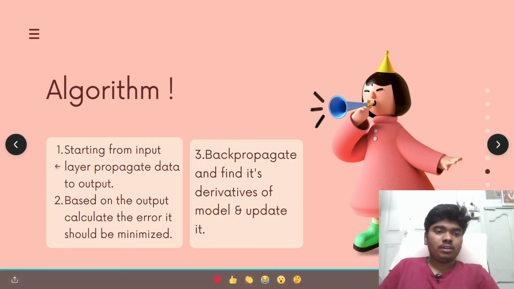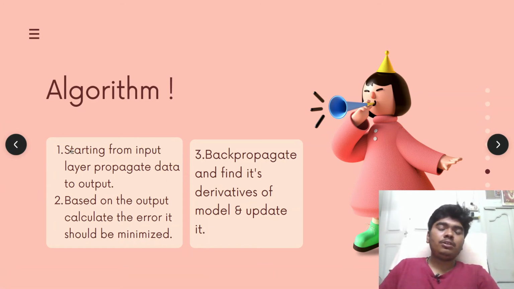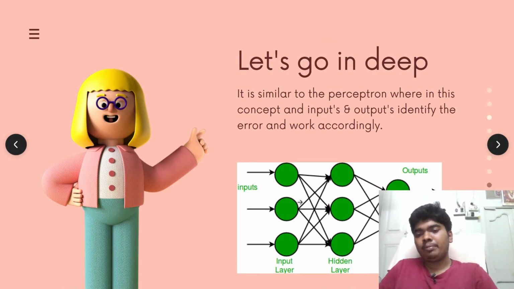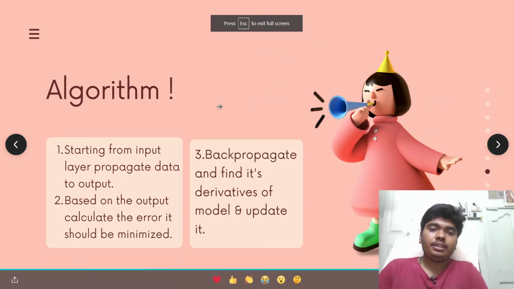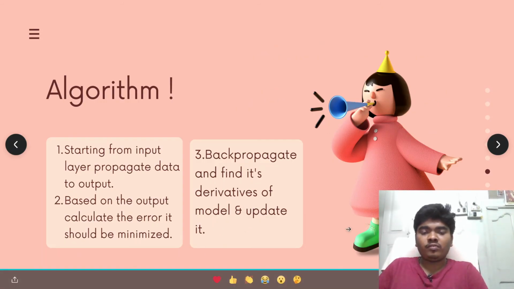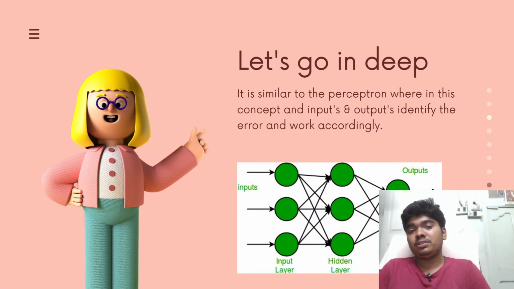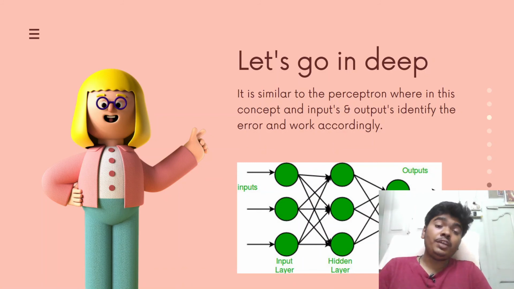So let's get into the algorithm. Starting from the input layer, propagate data to the output. This is the working functionality of a single layer perceptron. Based on the output, calculate the error, which should be minimized. The error will be calculated in the first output itself, and the remaining will be sent back. Then back propagate, find the derivatives of the model and update it. The output from the first one will be brought back to the second one, and the second hidden layer will be used by the second input and the third input, and it will produce the output. With the help of this multi-layer perceptron, we get the required efficient output. So that is the use of multi-layer perceptron.